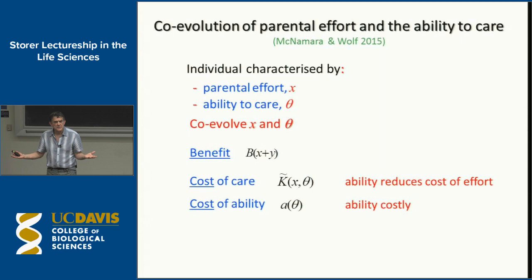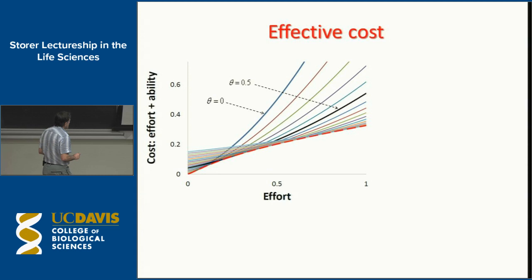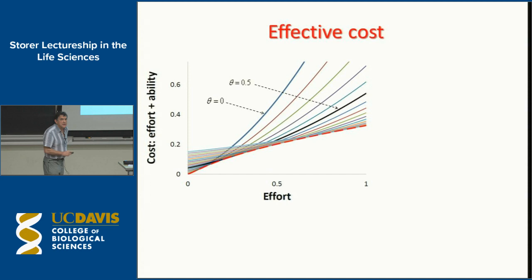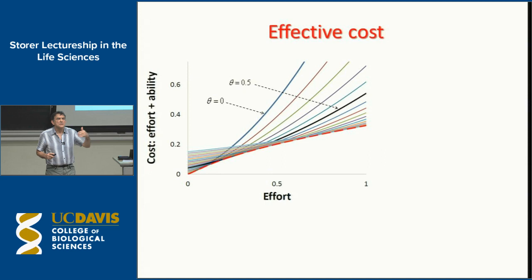Okay. Now, here is an illustration of what you might have. Here is this individual, male or female, I'm not specifying, who has low ability to care, and hence the costs of effort increase very rapidly with effort. On the other hand, this individual, the black line here, has higher ability to care, and as effort increases, the costs increase less rapidly. All of these costs are accelerating, though, as well as increasing.